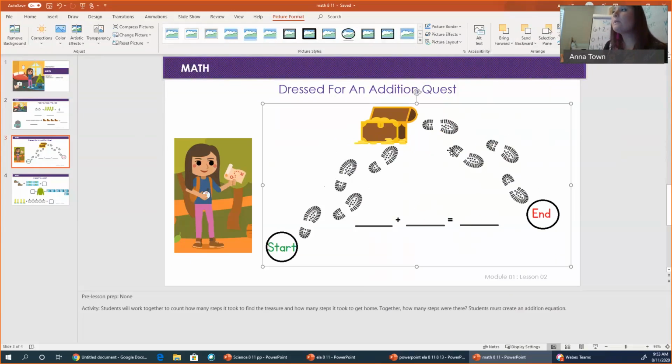Now let's count how many footprints are after the treasure box to find our second add-in. 1, 2, 3, 4. So our equation is 4 plus 4 equals, and now we need to find the sum. That's the total. That's all of the footprints. So we're going to start at the beginning and go all the way to the end and count all of the footprints. 1, 2, 3, 4, 5, 6, 7, 8. 4 plus 4 is 8.